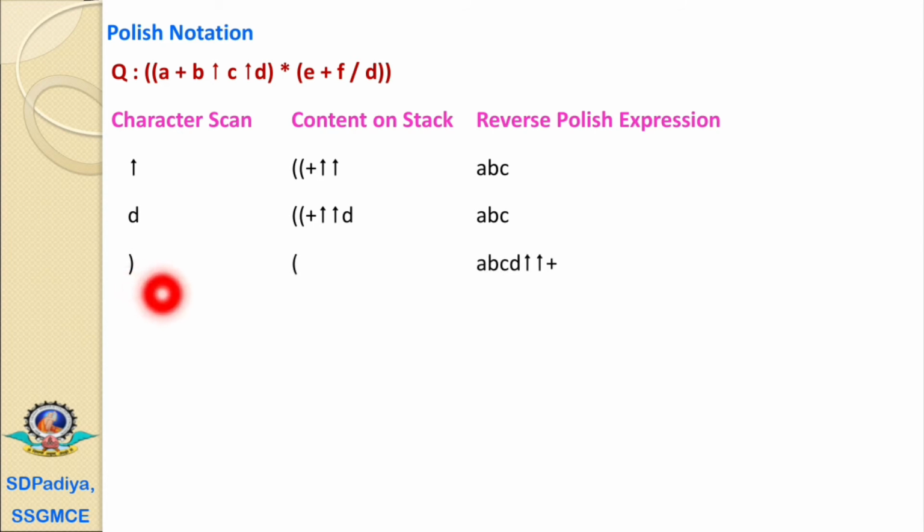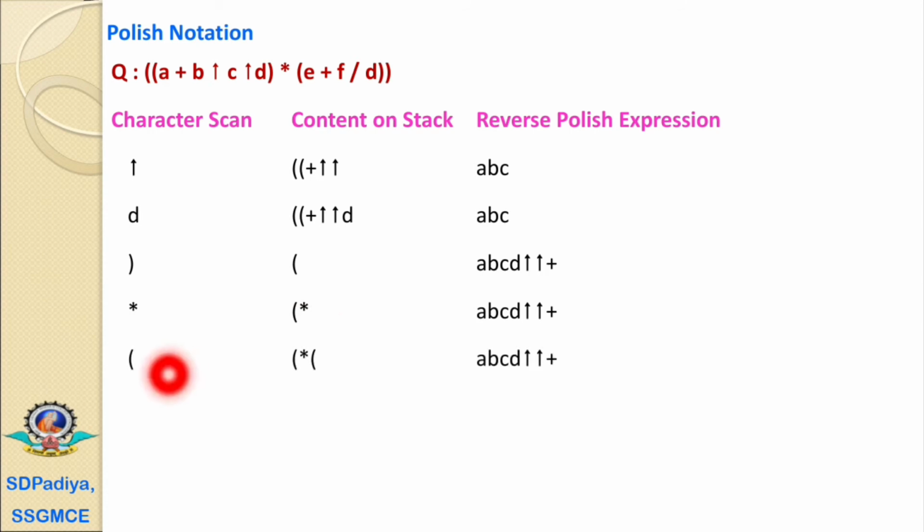Now if there is a close parenthesis, then we have to pull all the contents from the stack to the expression after its particular open parenthesis. That's why we'll shift this D, upper directional arrow and plus from the stack to the expression. That is D, upper directional arrow and plus. Next is the multiplication symbol, an operator, that's why we push it on the stack.